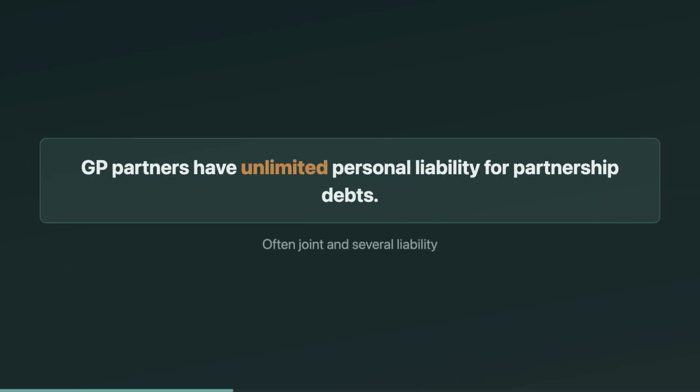A general partnership is the simplest. All partners are general partners. That means full management rights, but also unlimited personal liability for partnership debts. They're typically liable on a joint and several basis, meaning the creditor can chase one partner for the whole bill. Exam tip: a general partnership cannot have limited partners. If you see limited partners, you're in LP territory.